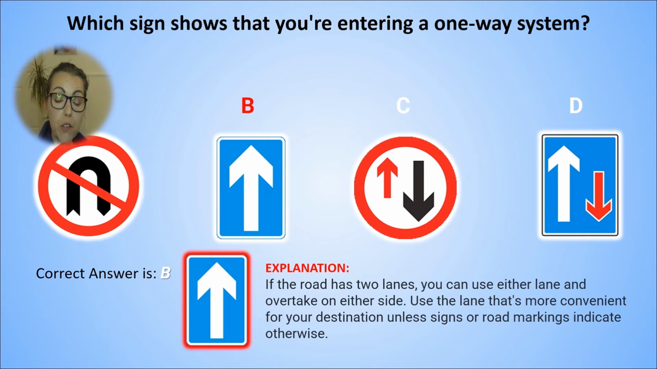Explanation. If the road has 2 lanes, you can use either lane and overtake on either side. Use the lane that's more convenient for your destination unless signs or road markings indicate otherwise.